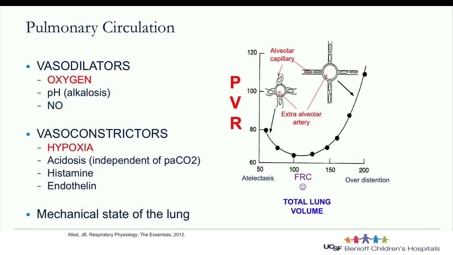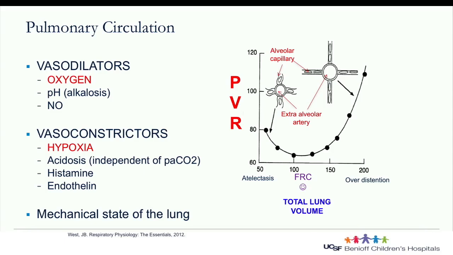Pulmonary circulation is unique in many ways. It's normally a low pressure, low resistance system that conducts an entire cardiac output. The pulmonary bed demonstrates exquisite sensitivity to oxygen. So oxygen is a potent vasodilator in the pulmonary vascular bed, as is a higher pH and nitric oxide, either exogenous or produced by the pulmonary vascular endothelium. Hypoxia, conversely, is a potent vasoconstrictor in the lungs, as is acidosis and other mediators that the vascular endothelium produces, such as histamine and endothelin.